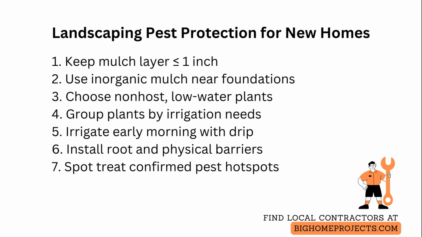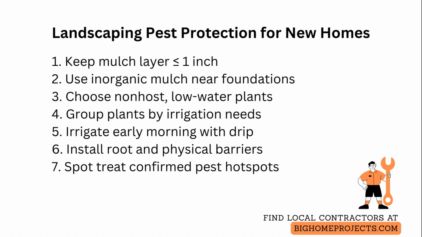Time irrigation for early morning only so the soil surface dries by evening, which reduces conditions that attract moisture-loving pests and limits fungal growth that can draw insects. Use drip irrigation to keep water near roots and off foliage and foundation areas.